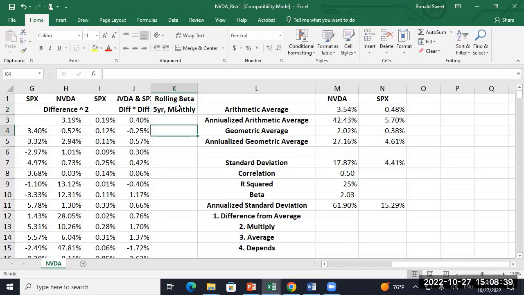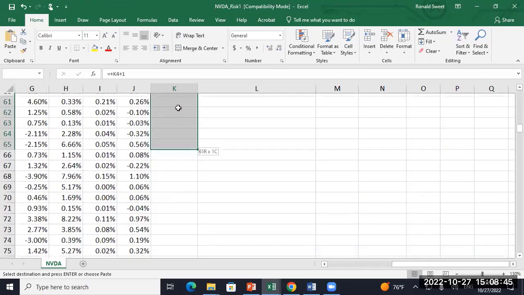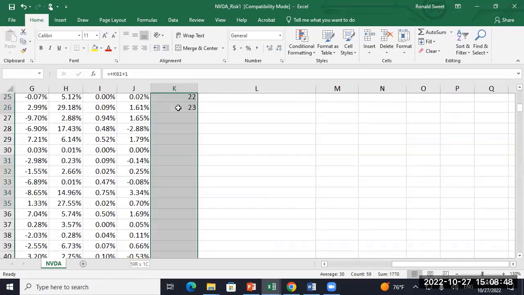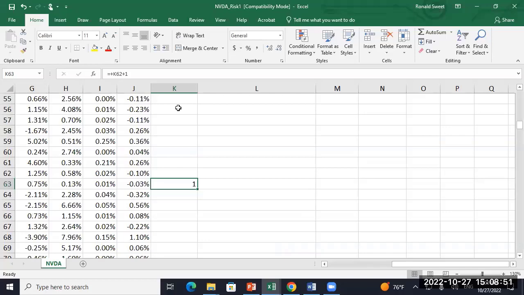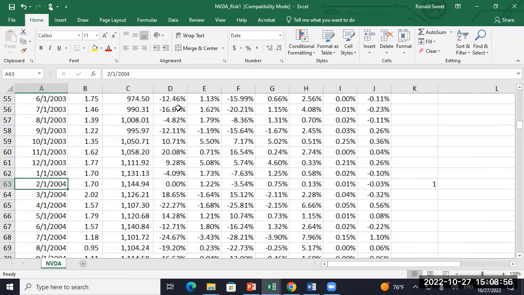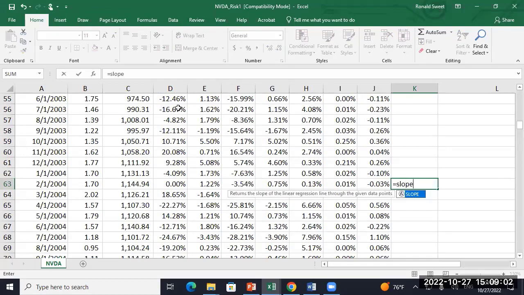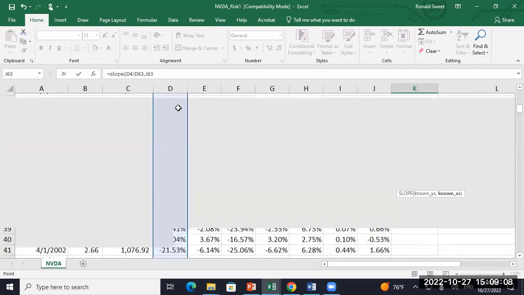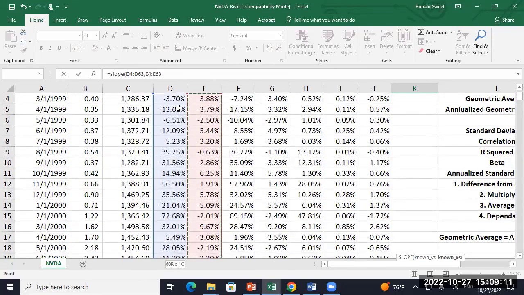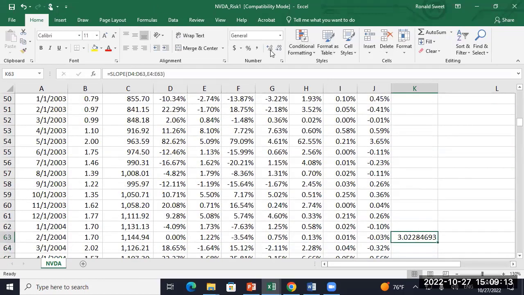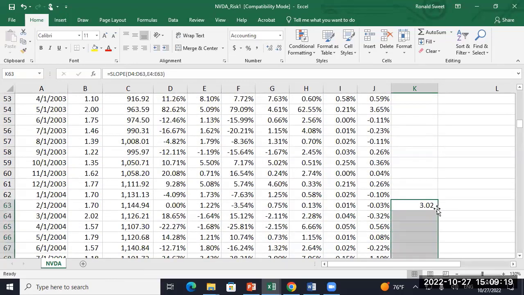So if we're going to do 5 years monthly, how many months do we want? 5 years is 60 months, isn't it? So we go down 60 months. There's our 60th month. So we're going to figure out what their beta was for 5 years ending February 2004. So we're going to do equal slope. And there's NVIDIA's returns. There's the S&P. Got to do NVIDIA first, then the S&P. And there's their beta. Wow, it was a lot higher back then. You can copy that down.